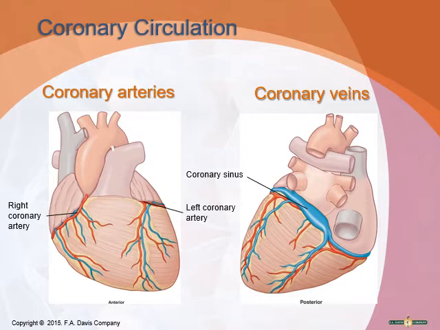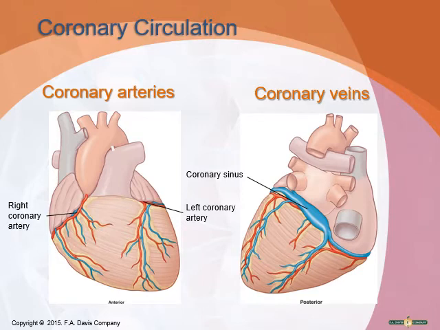But the heart itself, the heart tissue, also needs blood of its own. This is what the coronary circulation does. This is the heart's own vascular system to keep it supplied with oxygen and nutrients. The right and the left coronary arteries come right off the aorta. This provides blood to the heart that has just been oxygenated.